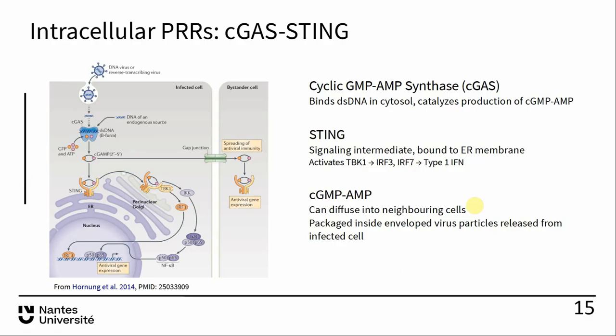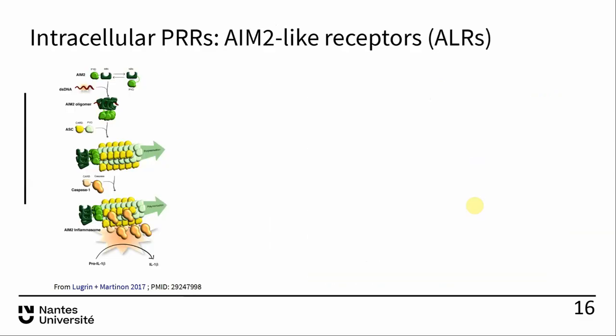That's very cool. Now, the other thing that is great is that enveloped viruses that are released from this infected cell can also package some cyclic GMP-AMP into the virus particle. So as soon as the virus infects the next cell, the cyclic GMP-AMP can activate STING and activate the antiviral response almost immediately. So cGAS-STING, interferon response in cells infected by DNA viruses. That's the main thing.